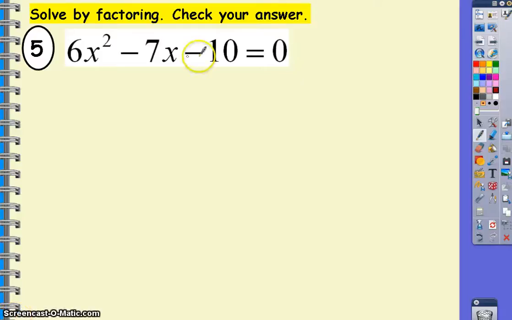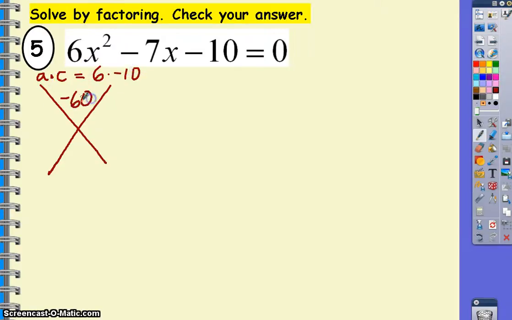So here's solve by factoring again, but this time we are faced with a much more complicated problem. Since a is not 1, we're going to use an x, but we have to multiply a and c, in this case, 6 and negative 10, to get negative 60. And then down here we have negative 7. So we're looking for two numbers that multiply to make negative 60 and add to make negative 7.